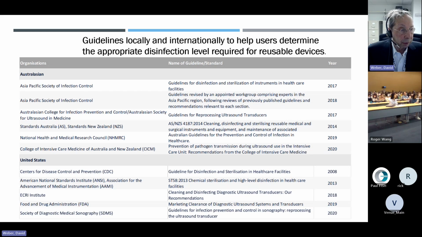In the United States, of course, the major set of guidelines comes from the Centers for Disease Control and Prevention. I was a co-author with Dr. Rutala of the most recent guideline, 2008, that is currently being revised, and I am a co-lead with Dr. Erica Shenoy on revising that. Of course, all probes and disinfection have to be approved by the U.S. Food and Drug Administration, the FDA, and there are other groups that have made recommendations for disinfection of probes.